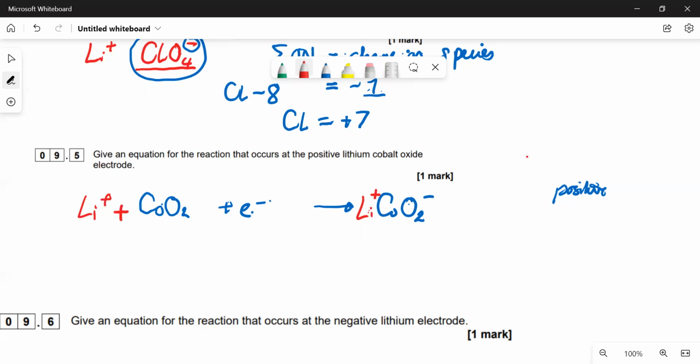And then the last question, 9.6, give an equation for the reaction at the negative lithium electrode. Well, that's more straightforward. The lithium just loses an electron, very negative, to form an Li+ ion. So that would be the reaction happening at the negative electrode. That is the end of the paper.